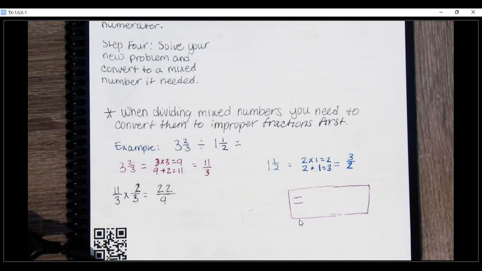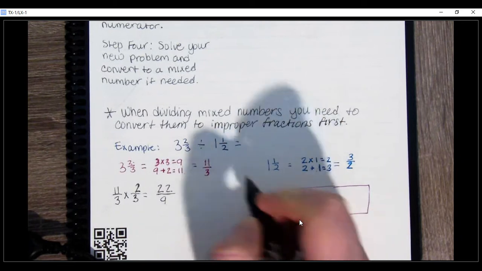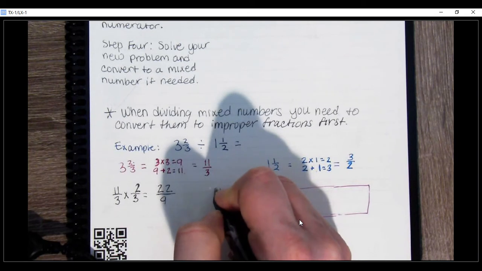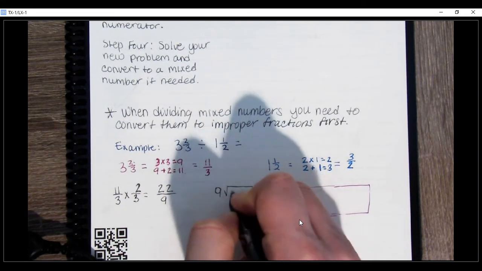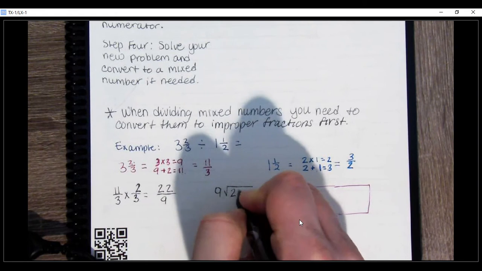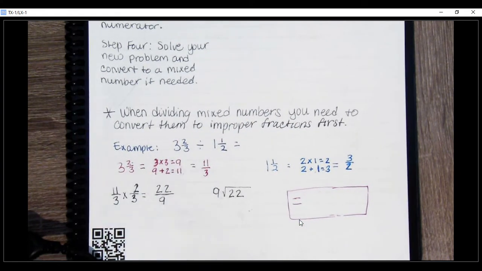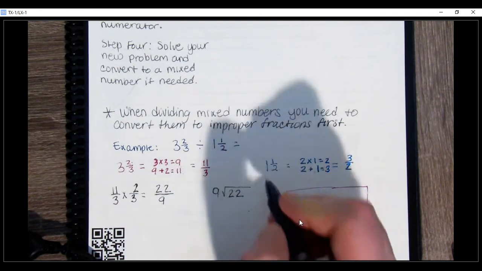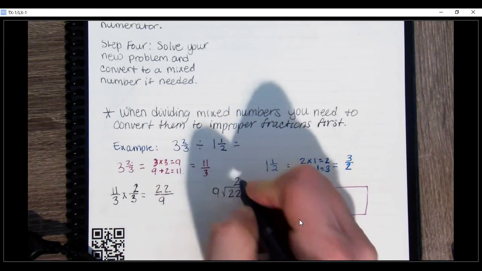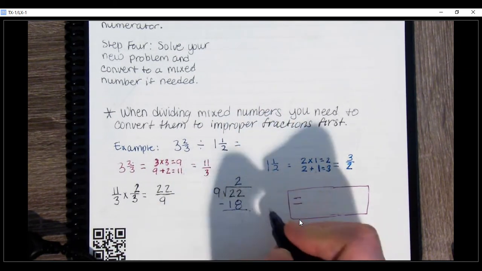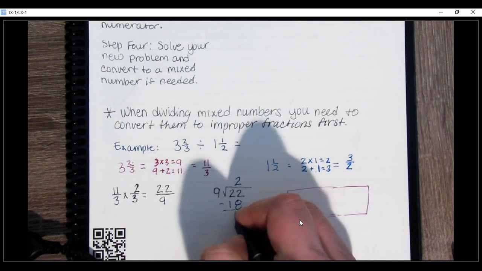Yay! I have my answer. However, it is not in the form of a mixed number. Instead, it's an improper fraction. We don't want to leave that improper fraction. So I am going to put my numerator inside the division box and my denominator on the outside. And we're going to divide just like what we've done before. 9 can go into 22 2 times without going over. 2 times 9 is 18, and when we subtract, we are left with the number 4.